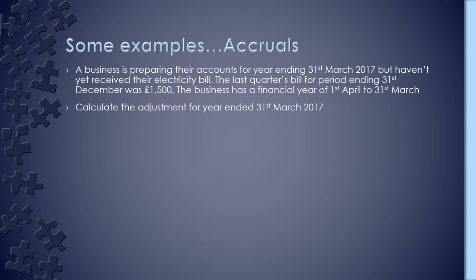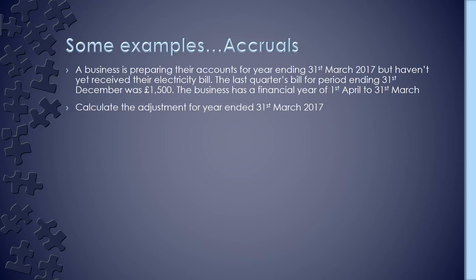So the third one that we had was accruals. So let's have a look at the accruals. So a business is preparing their accounts for year ending the 31st of March 2017, but haven't yet received their electricity bill. The last quarter's bill for period ending 31st of December was £1,500. The business has a financial year of 1st of April to the 31st of March. Calculate the adjustment for year ended 31st of March.